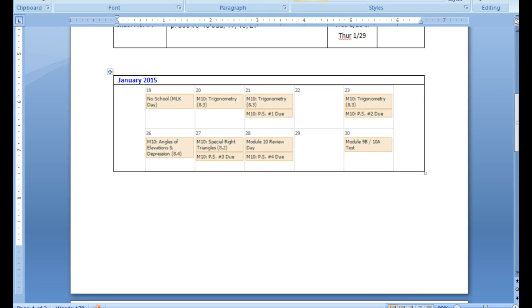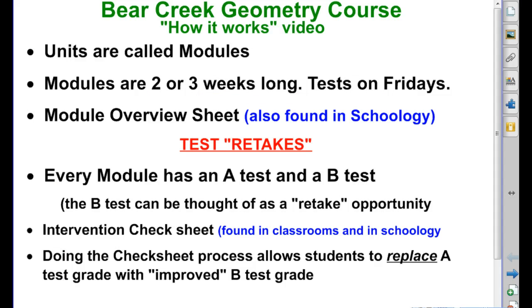There's always a screenshot of a calendar. So you can see here on Monday we had no school. You can see that Tuesday, Wednesday and Thursday were all devoted to the same lesson, the 8.3 in the book trigonometry lesson. You can see when the practice sets are due. And next, on Friday, the 30th of January, there's what's called the Module 9B and the Module 10A test. We will talk about what it means to have an A test and a B test on the same day. Every module has an A and a B test.